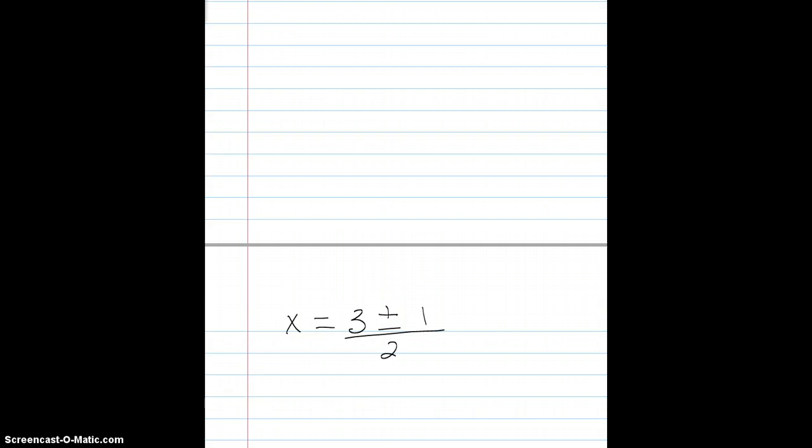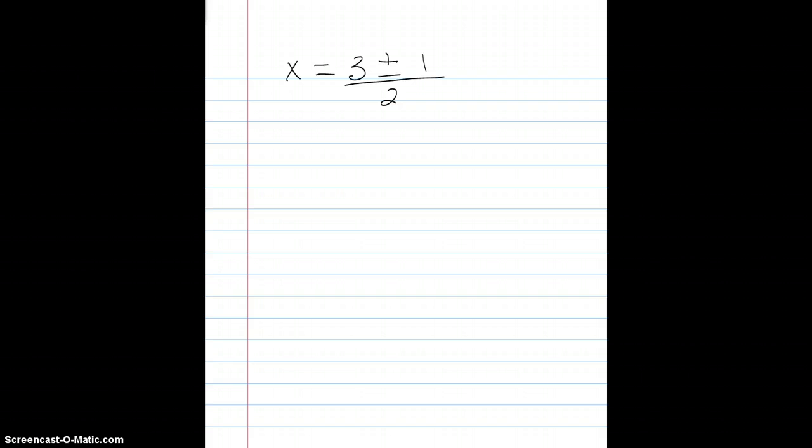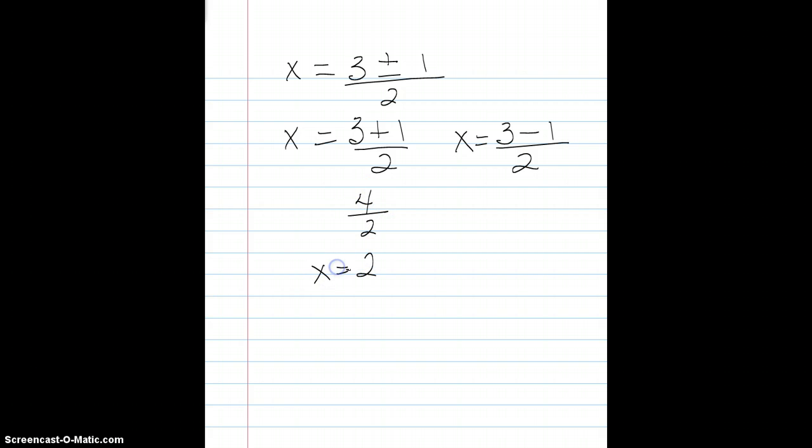That means I have x equal 3 plus 1 over 2 and x equal 3 minus 1 over 2. Now 3 plus 1 is 4 over 2 is 2. And 3 minus 1 is 2 over 2 is 1. So my answers here are 2 and 1.